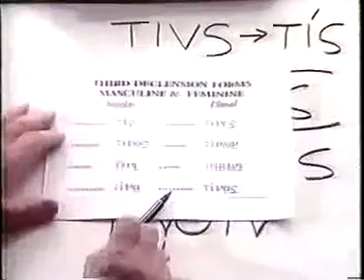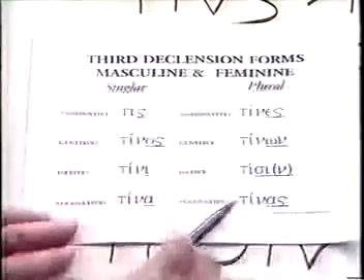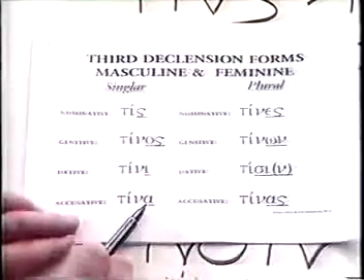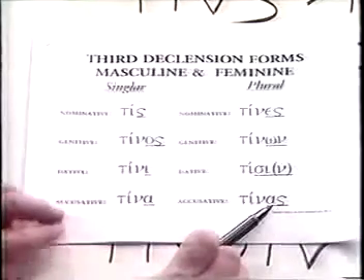Look at the plural accusative. This is easy because the plural accusative simply adds an S to the singular accusative, just like we would do in English. So we have the word tinas.